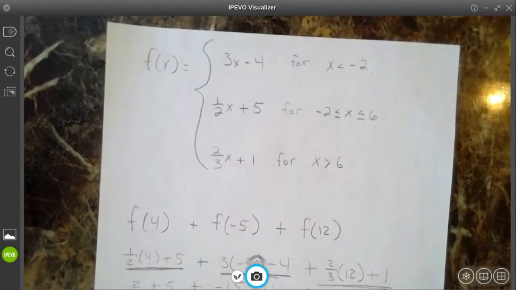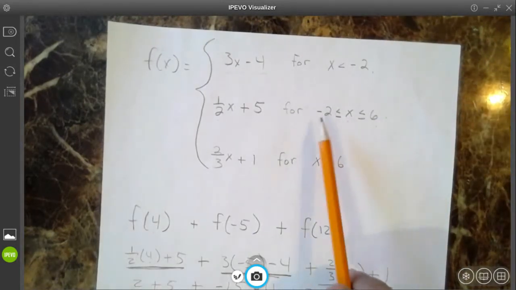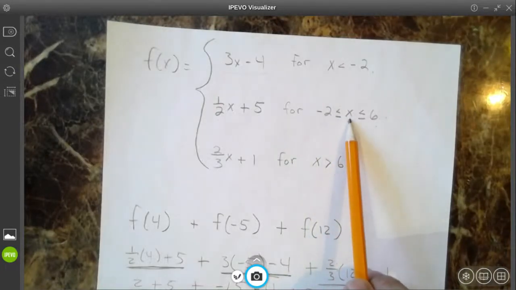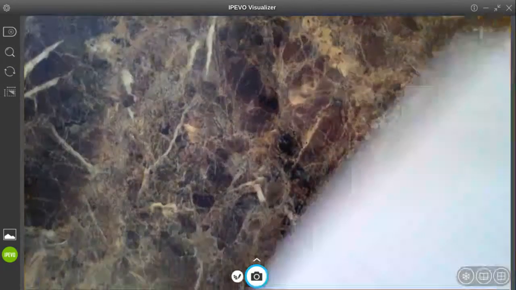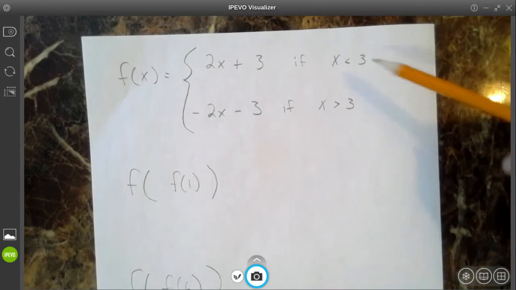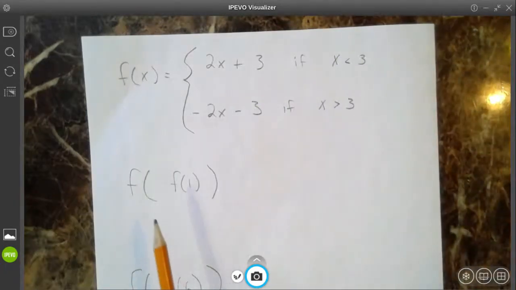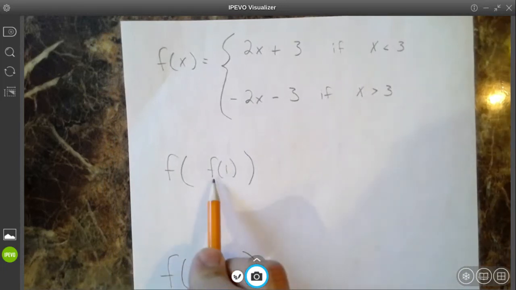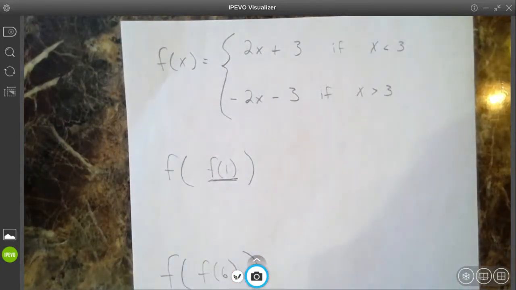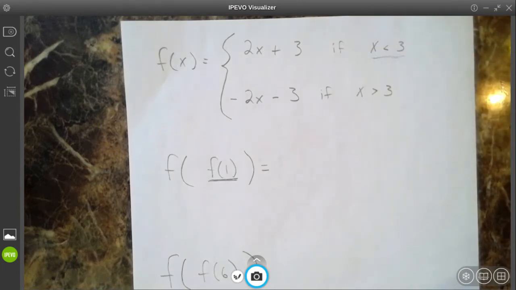So that was just a larger piecewise function. It has 3 parts, so you just have to pay attention to which one you're using. This stands for the numbers for x having to be between -2 and 6. This one, nothing fancy about it really. If x is less than 3, we'll use this function. If it's greater than 3, we'll use that function. But this time we're doing function composition. So I just want to refresh you on how we did that before. We're going to work it from the inside out. So we have to do f of 1. f of 1 is going to fall into this category because 1 is less than 3.